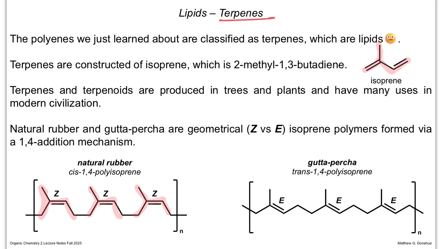The difference between the physical properties of this is the natural rubber has the Z configuration. So Z means same. The gutta percha has E, that means opposite. So just that small structural change makes two different polymers.